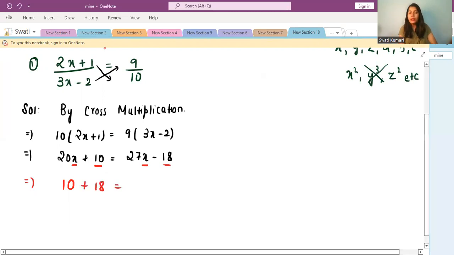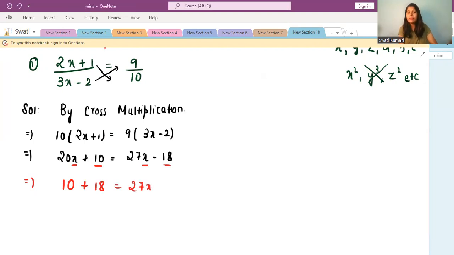And I'm going to keep 27x as it is, because 27x is the bigger number, so I'm not shifting 27x to the other side. You can absolutely do that also, because anyhow you will get the correct answer. It's just that you have to deal with negative numbers in that case. So 27x stays, and 20x I'm going to shift to the other side. 20x here is positive, so this will become negative.